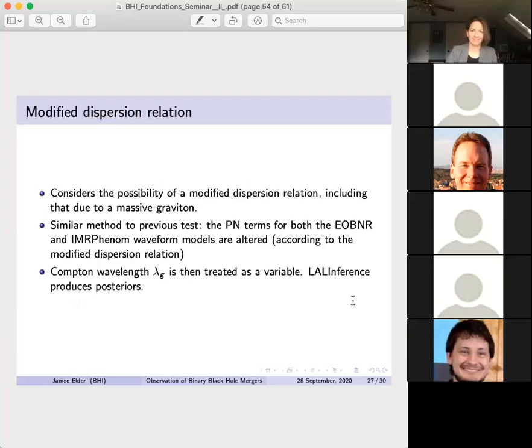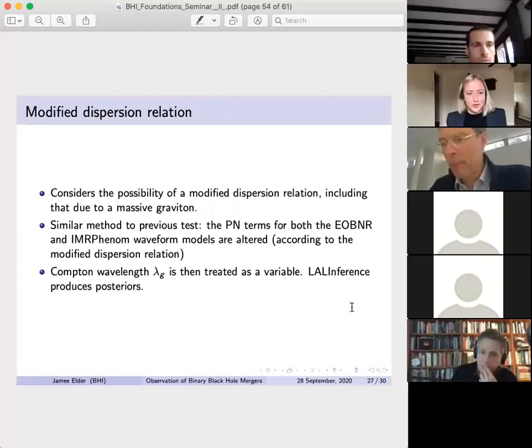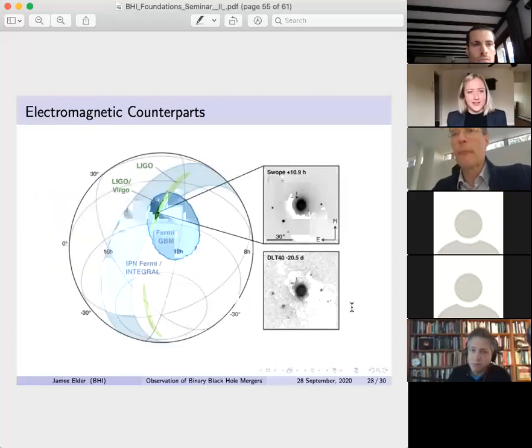And finally, a very similar thing can be done by modifying the dispersion relation. I'm running out of time, so I'm just going to zoom past and get to the end.